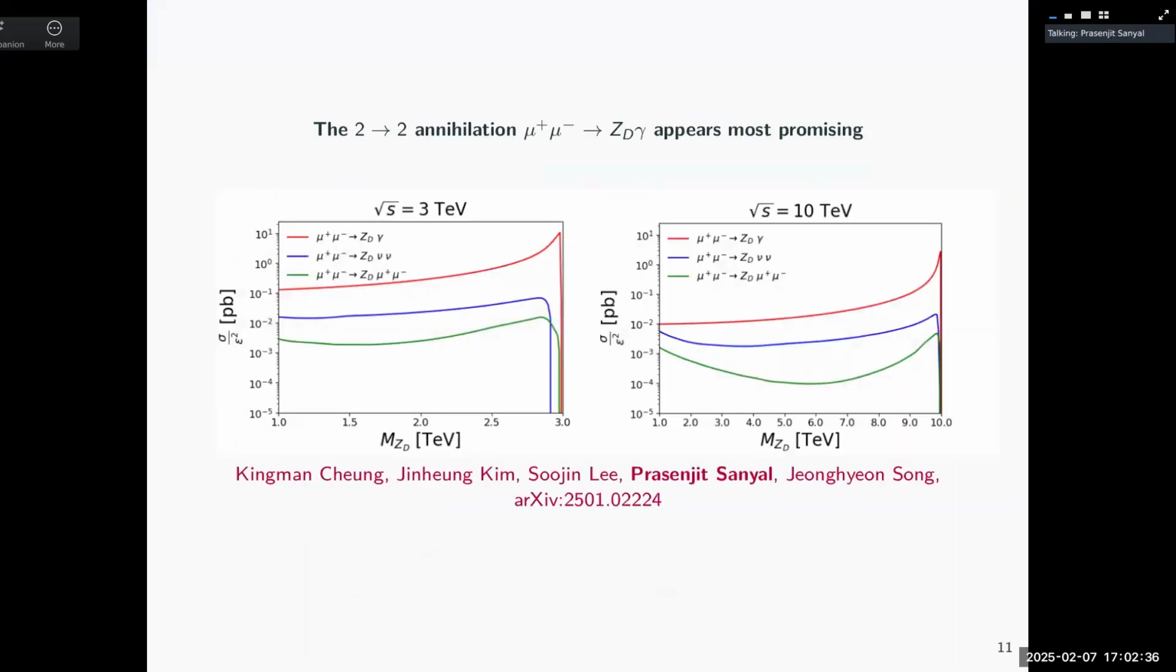Okay. So these are the annihilation cross sections for all the 3 modes. I have shown the cross sections for the 3 TeV muon collider and the 10 TeV collider. The cross sections are normalized with respect to epsilon squared. The key characteristic of all these processes is that as the dark Z mass approaches the center of mass energy, the cross section increases. So the 2 going to 2 or the 2 going to 3 processes behave like a 2 going to 1 process. That's why the cross section increases for large dark Z mass. Also, among the 3 annihilation processes, we can see that the 2 going to 2 process, which is dark Z along with the dark photon, dominates.